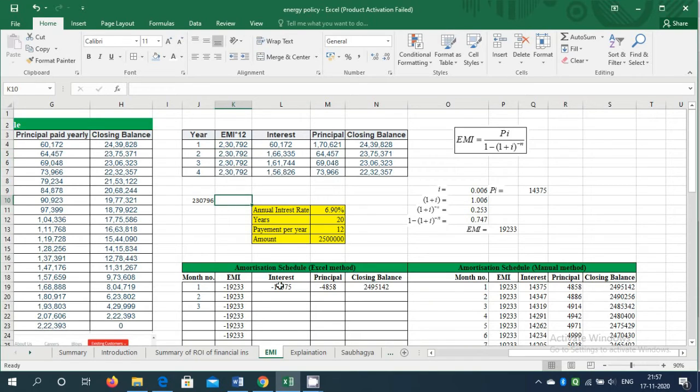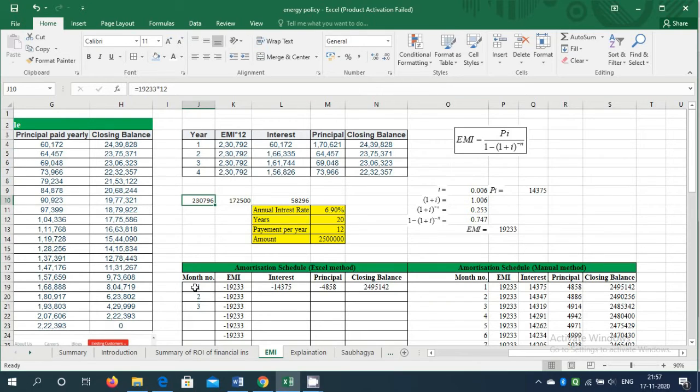Now interest will calculate 14,375 into 12. How much is it coming? It is coming 17250. And then principal is equal to 4858 multiplied with 12. It is coming 58,296. So these figures are not matching. But this EMI is coming the same.